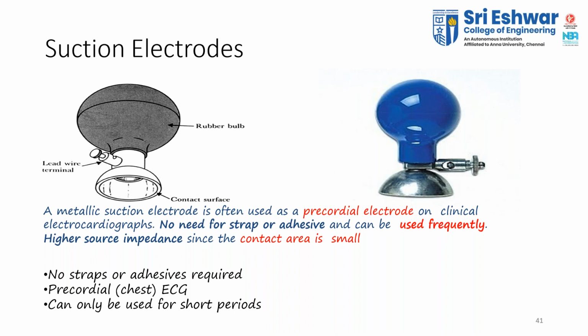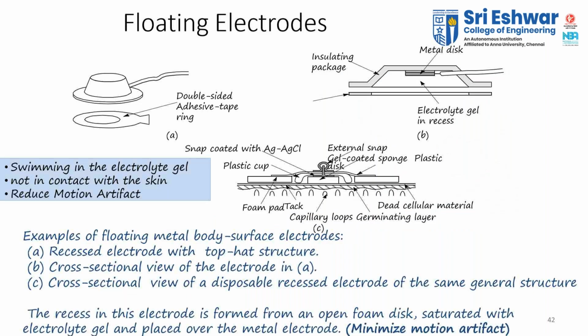Here you can see the bottom view of the floating electrode. It swims in the electrolyte gel, not in contact with the skin, which reduces motion artifacts. This electrode will move from one place to another. It should not be used for measuring the heart muscle, because the heart is a very important organ and we should measure precisely. It can be used for muscle contraction or spasms. Because it is swimming over the electrolyte gel, the floating electrode tends to move from one place to another.